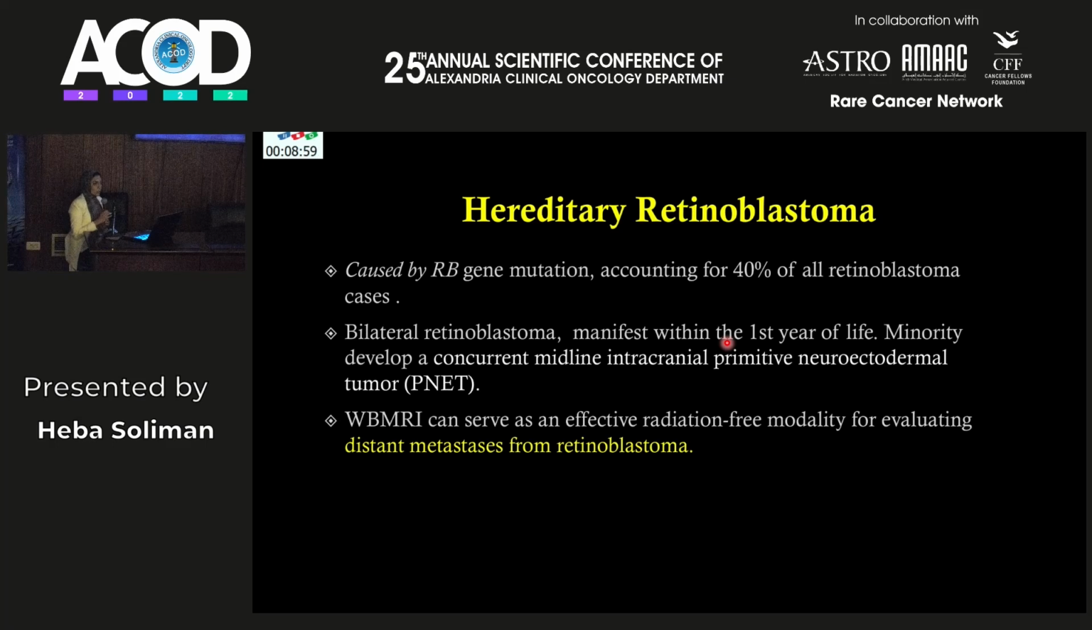The second cancer predisposition syndrome is hereditary retinoblastoma, which is caused by RB gene mutation, accounting for 40% of all retinoblastoma cases. And as we know, hereditary retinoblastoma predisposes to bilateral retinoblastoma, and it manifests earlier than other retinoblastoma in early life. They develop concurrent midline intracranial primitive neuroectodermal tumor, giving the designation of trilateral and quadrilateral retinoblastoma. Whole body MRI can serve as an effective radiation-free modality for evaluating distant metastases from retinoblastoma.